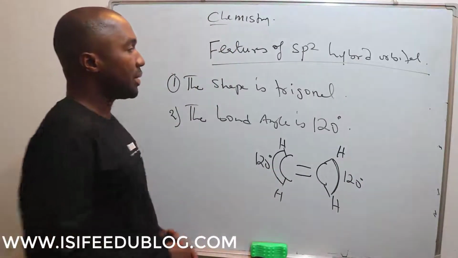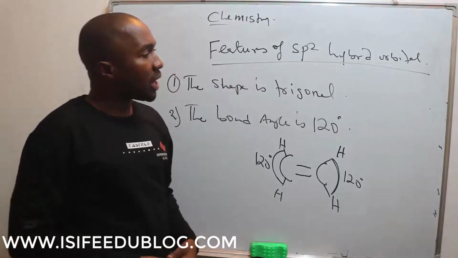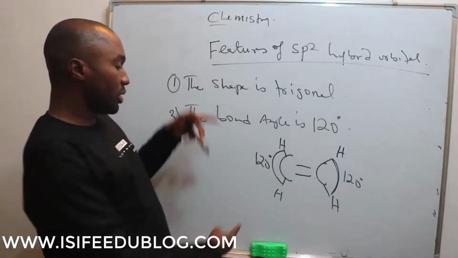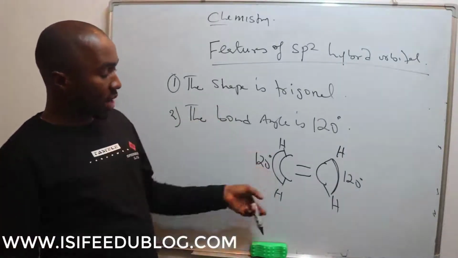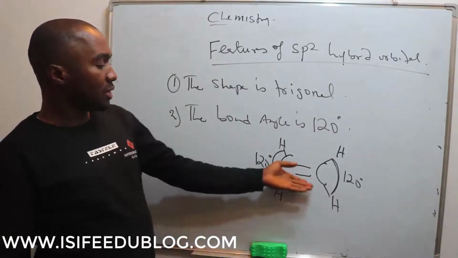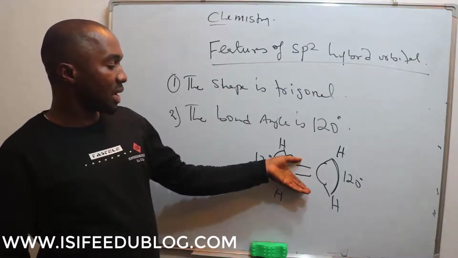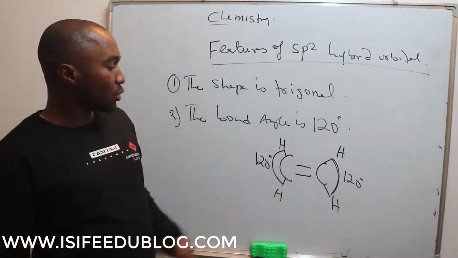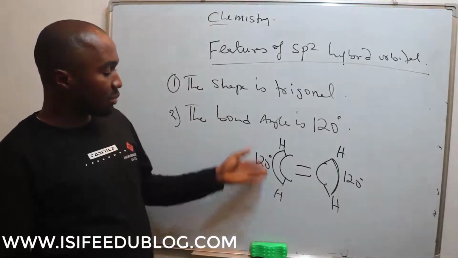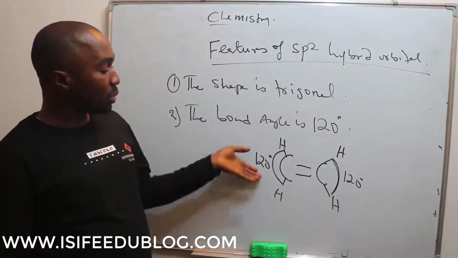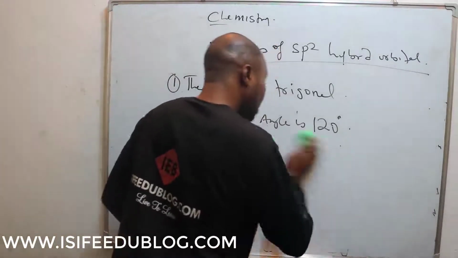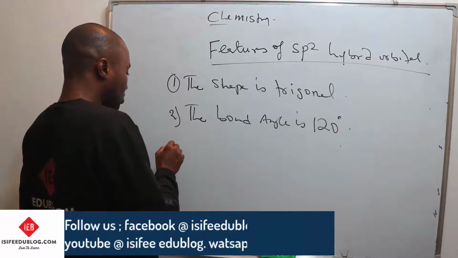So in SP2 hybrid orbital, using ethene as a case study, the distance between the 2 hydrogen atoms is 120 degrees. That's why we mean that the bond angle is 120. So ethene as a compound undergoing SP2 hybridization, one of the hydrogens is bonded to the carbon atom, and the distance between the 2 hydrogen atoms is 120 degrees. That's the bond angle. So number 3 is that we have 2 bonds.